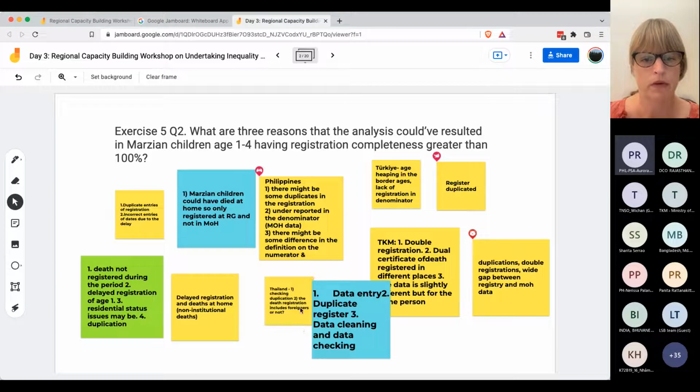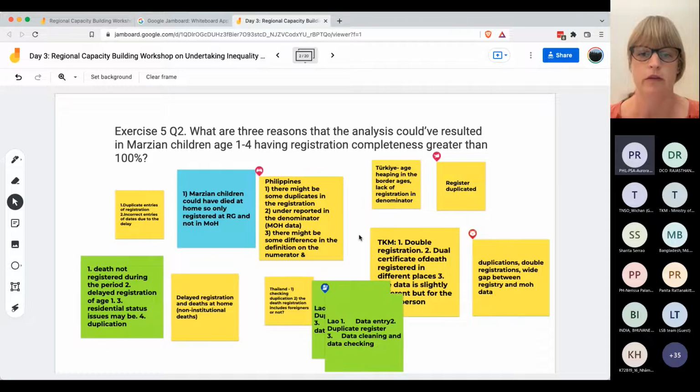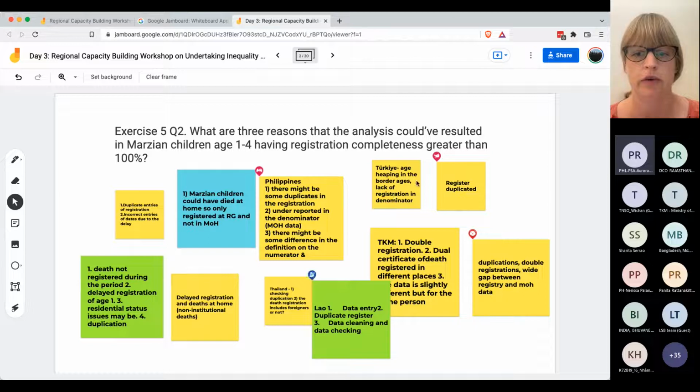Includes foreigners or not. Oh, yeah. So Thailand's comment about foreigners, again, that would play into our definition. If our definitions don't quite align or something is off, that's definitely going to factor into our numbers and our numerator and denominator. Age heaping in the border ages, lack of registration. Yep, so there could be some age miscoding problems. Okay, data entry, duplicate register.